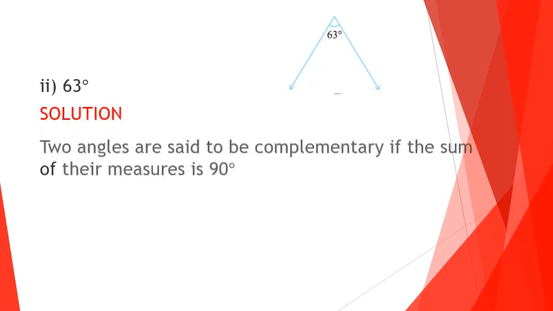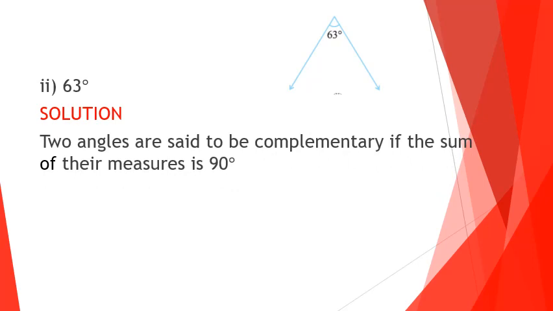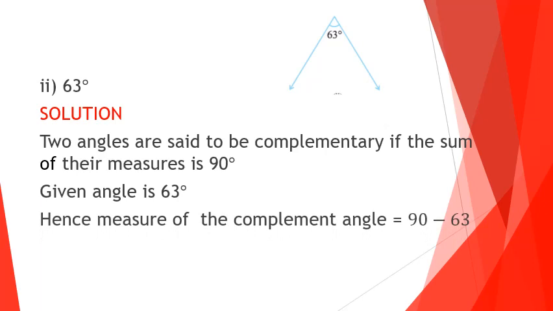Second question, given angle is 63 degree. So what about the complement angle? Two angles are said to be complementary if the sum of their measures is 90 degree. Given angle is 63 degree, hence the measure of complement angle is 90 minus 63, that is equal to 27 degree.